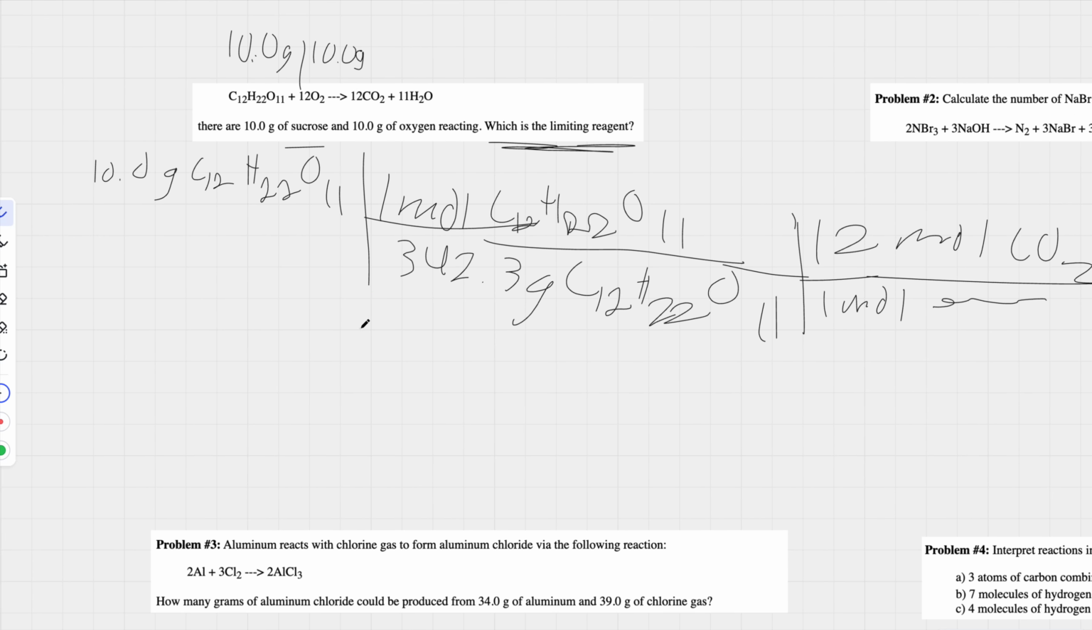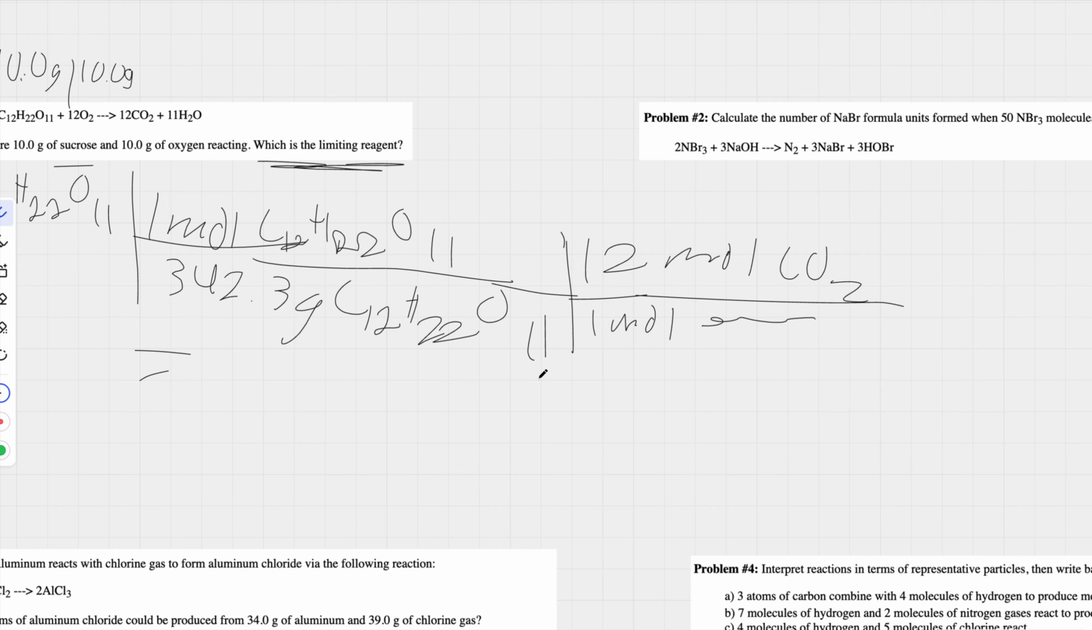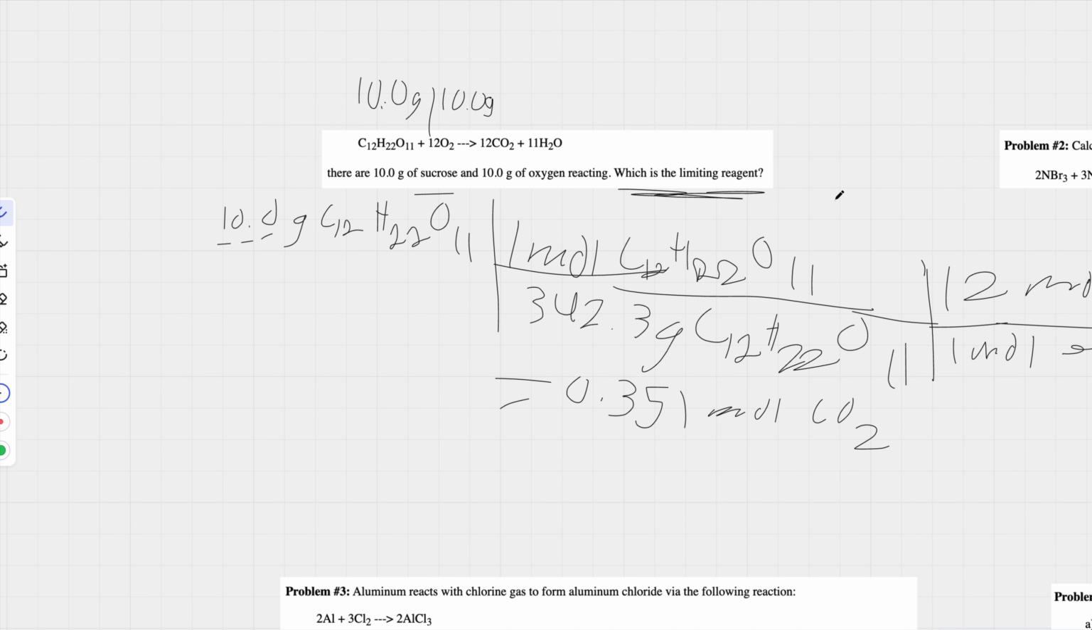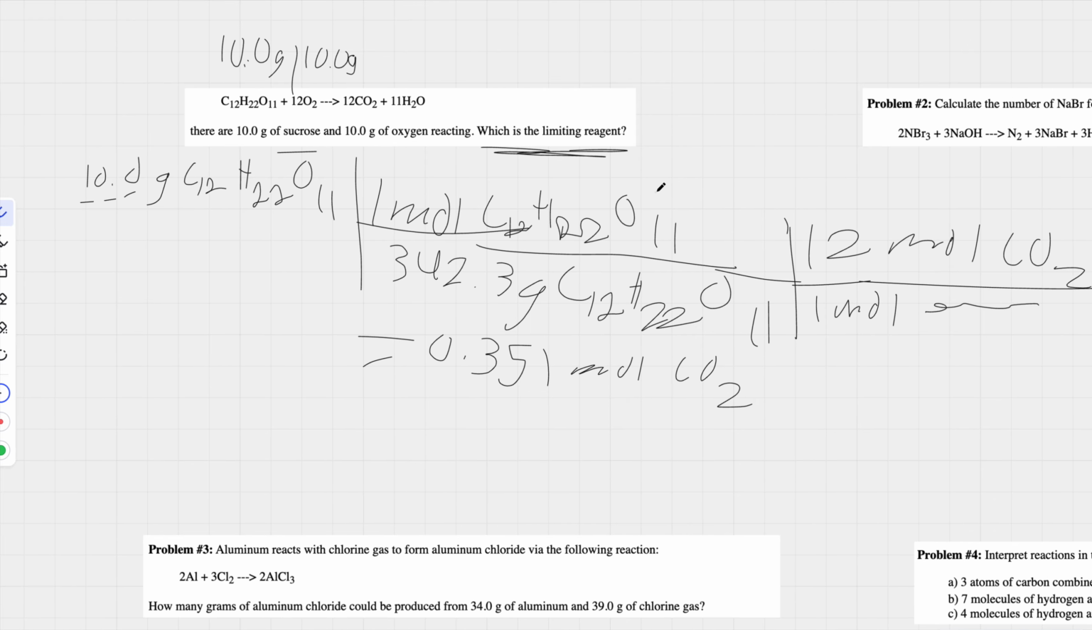And now this equals, just plug it into a calculator. There are 3 significant figures here, so your answer should be rounded to 3. This gives you 3.51 moles of carbon dioxide formed from 10 grams of sucrose. So that's half the step of finding the limiting reactant.